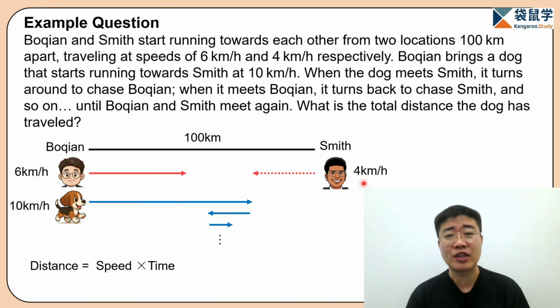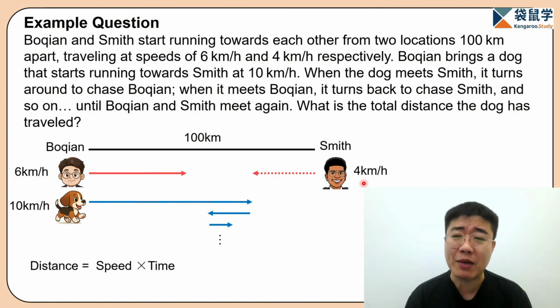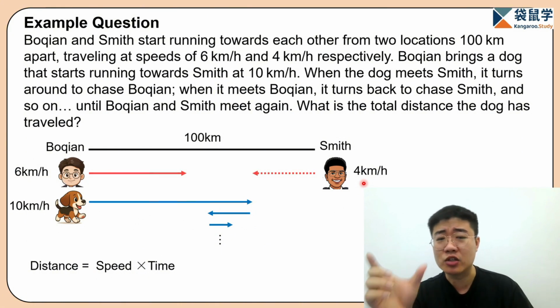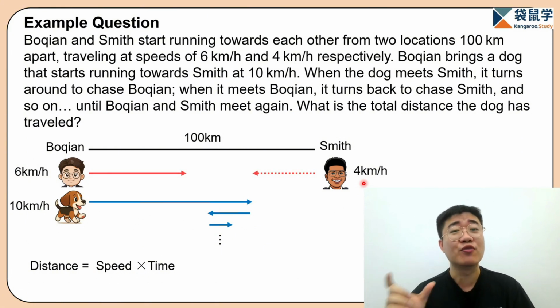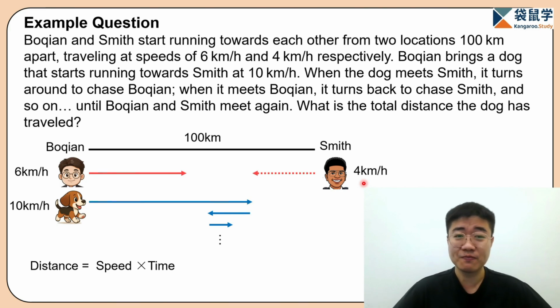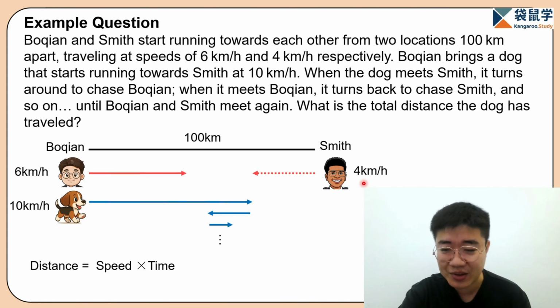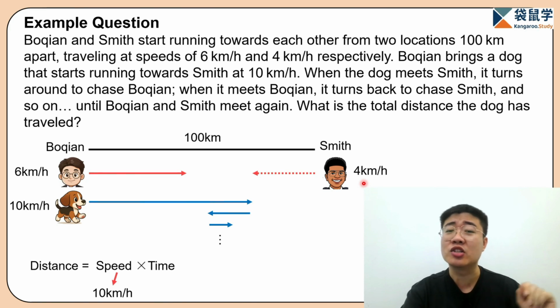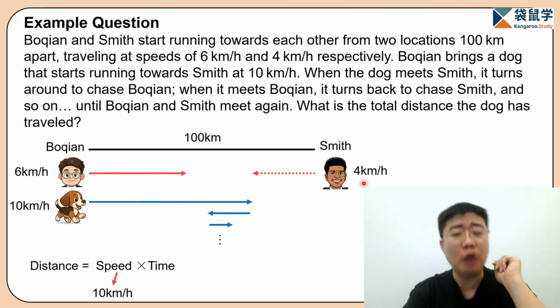And after viewing that video, it will be much easier for you to solve our question here. Now back to our question. So this distance is the speed multiplied by the time. Of course, we are finding the dog's traveling distance. We have to find the dog's traveling speed. Everyone, do we know the dog's traveling speed? Yes, this is given in the question. So we know that this speed is just 10 km per hour. Now the question is, how about the time here?